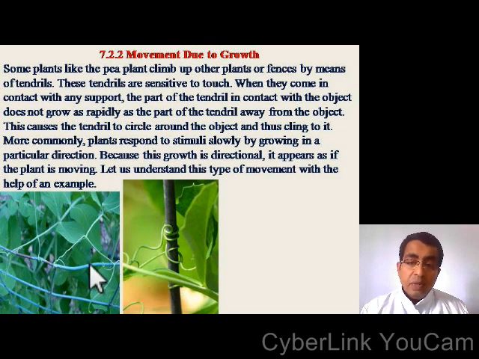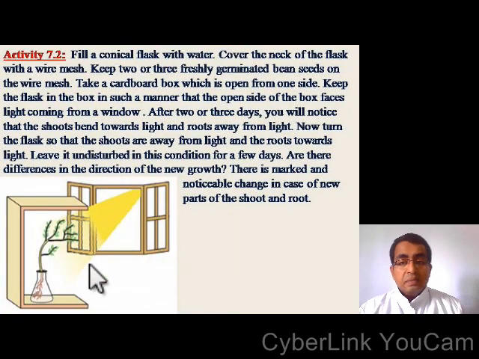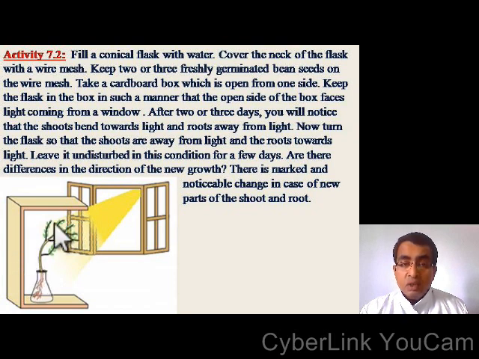More commonly, plants respond to stimuli slowly by growing in a particular direction. Because this growth is directional, it appears as if the plant is moving. Let's understand this type of movement with the help of an example. Fill a conical flask with water, cover the neck of the flask with wire mesh, take a cardboard box which is open from one side, keep the flask in the box in such a manner that the open side of the box faces light coming from the window.